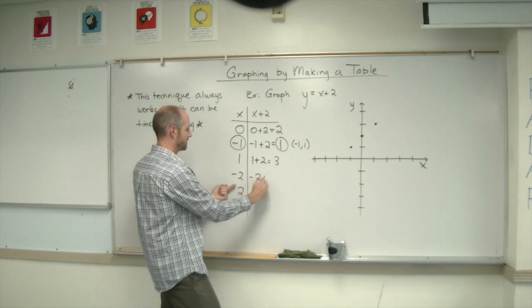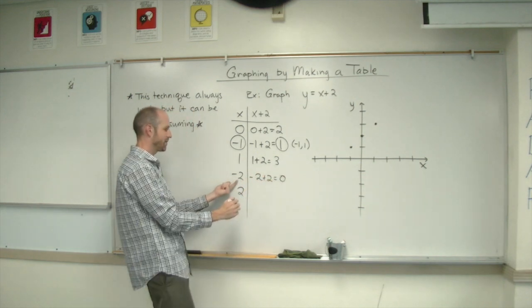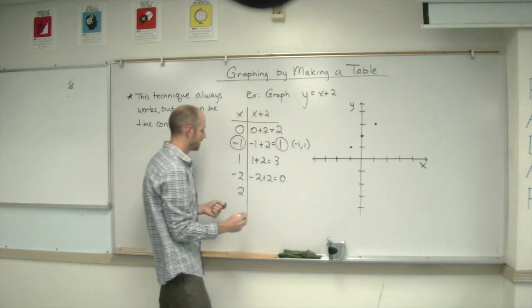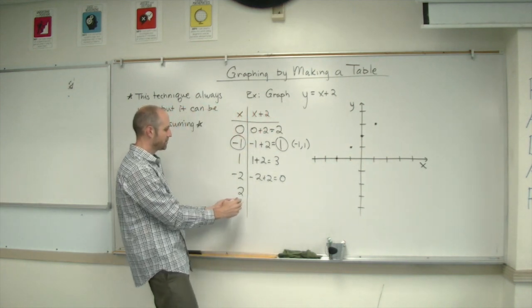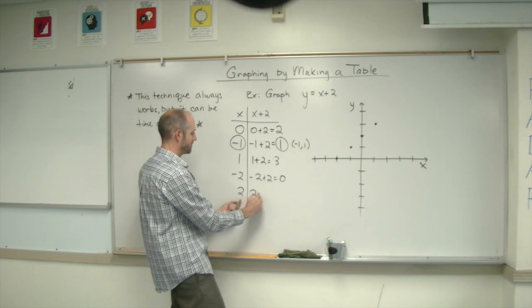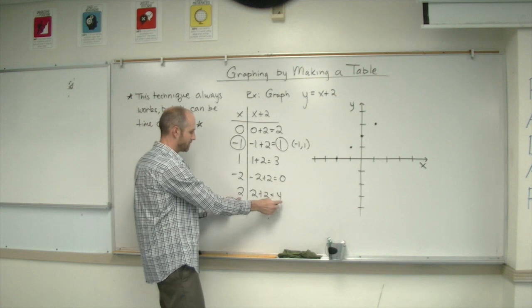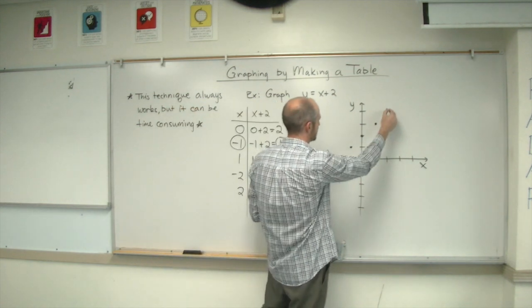-2 plus 2 is equal to 0. So now we have the point (-2, 0). (-2, 0) is right here. And finally, if x is 2, then we have 2 plus 2, which is equal to 4. And so now we have the last point, (2, 4). (2, 4) is right here.